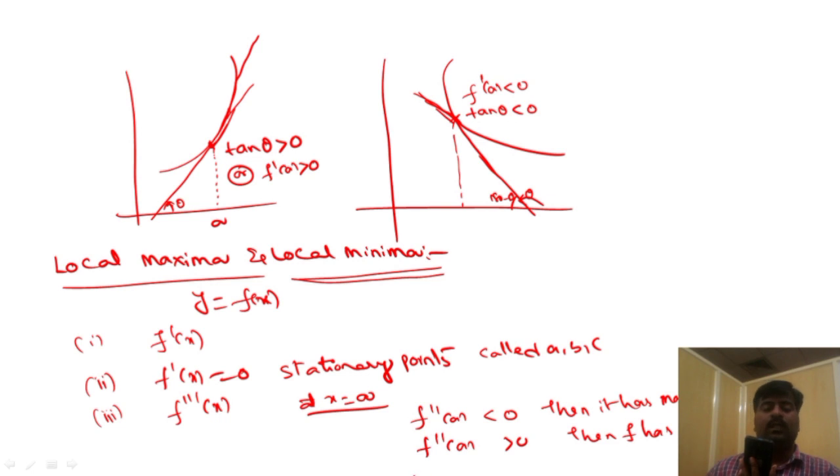If f double dash of a is equal to 0, then f has neither maxima nor minima. That point we call a saddle point, neither maxima nor minima. This is the way we can find local maxima and local minima of any single variable function. Now I would like to go to absolute maxima and absolute minima.